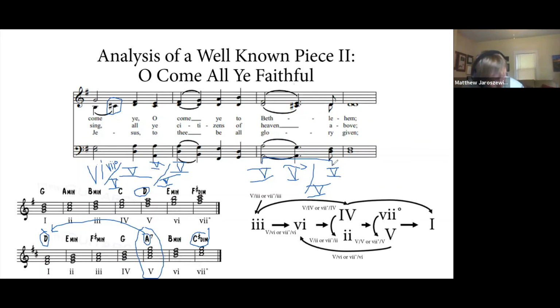So in this one line, and just this second line of O Come All Ye Faithful, we've seen 3 types of secondary chords. We've seen the secondary diminished triad. We've seen the secondary dominant triad. And we've seen the secondary dominant 7th chord.